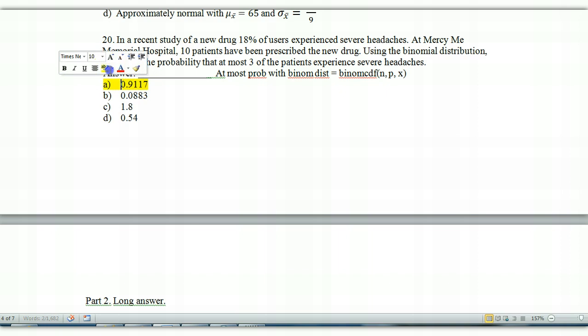So there's our answer. Alright, so there is part 2 of the final exam practice. Next part's going to be the long answer stuff, or at least part 1 of the long answer.